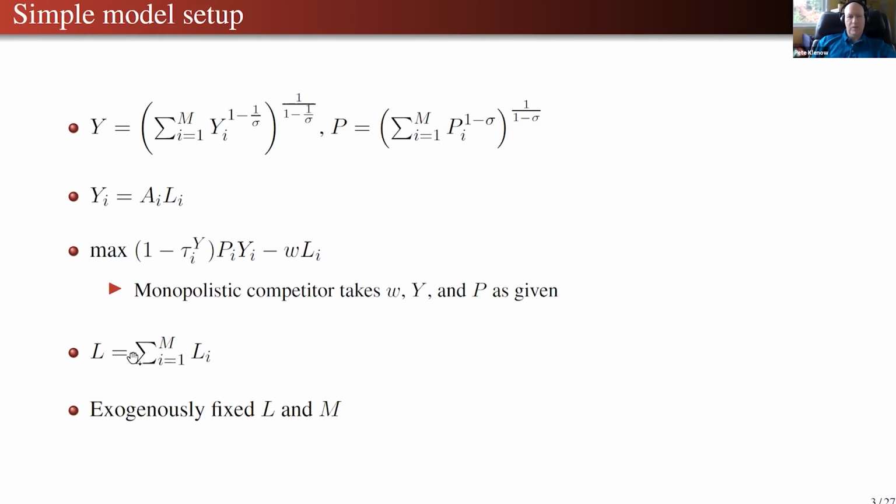And picture, just to keep things simple, labor is the only resource, like I said, and it's allocated across these different products or firms or plants or what have you, or farms for that matter, with exogenously fixed total labor and an exogenously fixed number of varieties. So the only allocation decision here is how do you allocate these L_i?